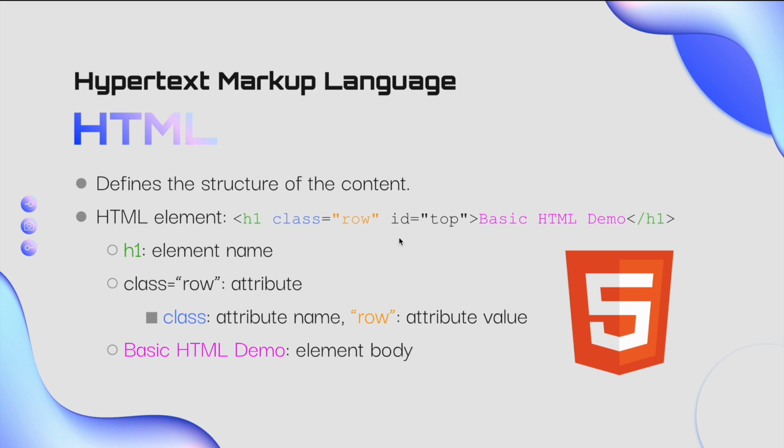In this example of an HTML element, H1 is the element name. The class block and the ID block inside the opening tag are two attributes of the element, where the text before the equal sign is the attribute name and the one after the sign is the attribute value. The text "basic HTML demo" enclosed by the tags is the body of the element.